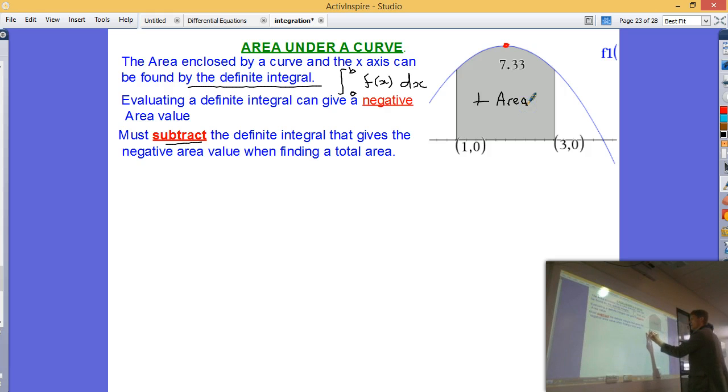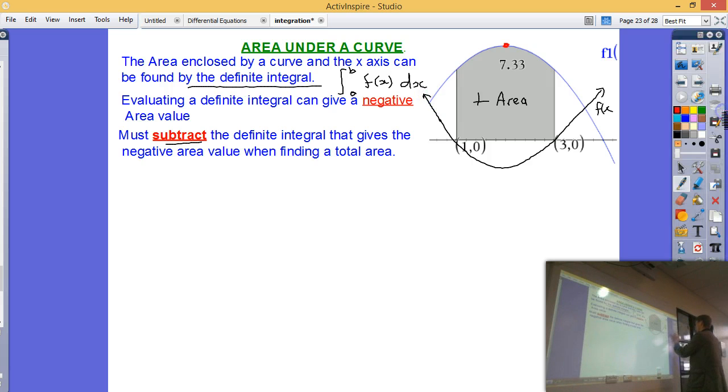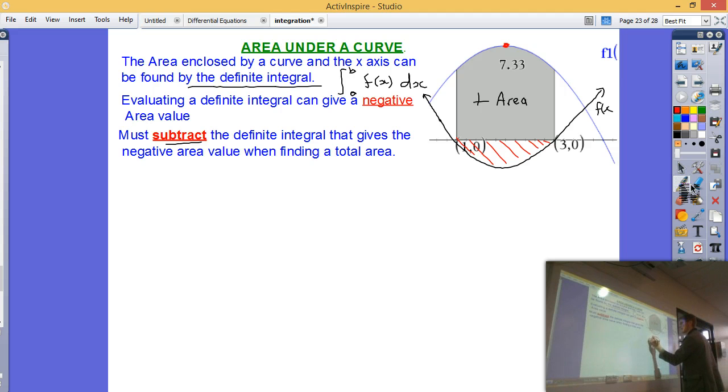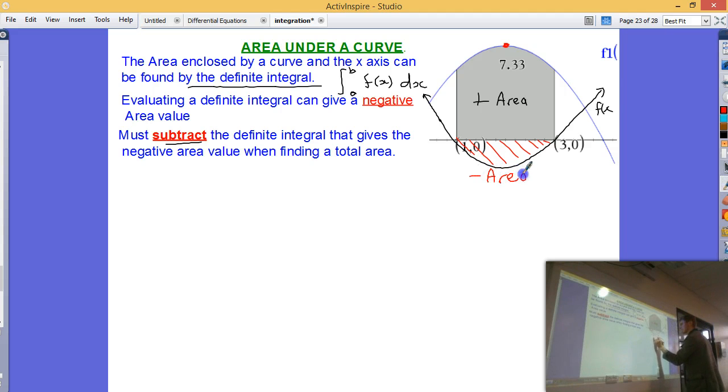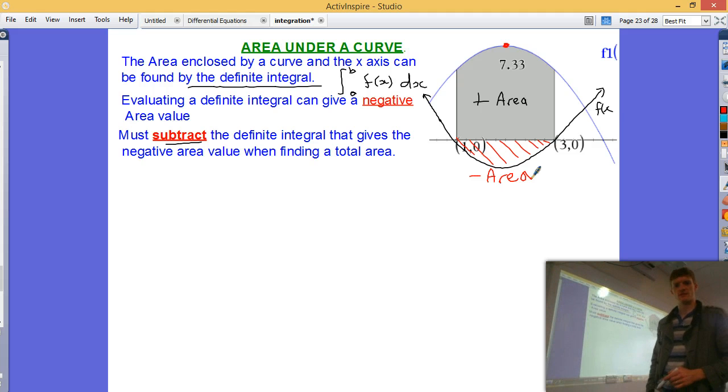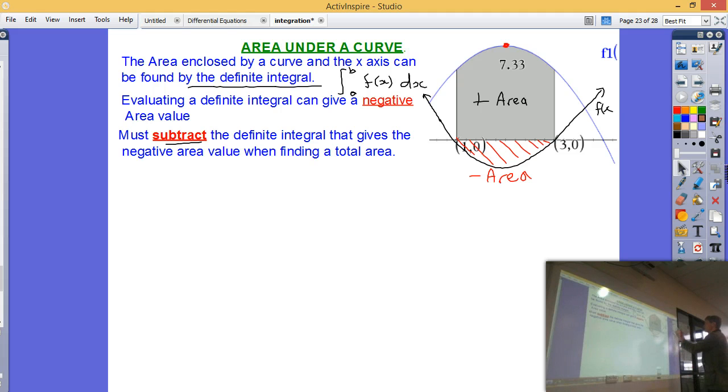But when it's below the x-axis, if we had another region of a graph, a different function, and it fell below the x-axis, then an enclosed region there will in fact have a negative area. We must have a subtraction in front of the definite integral to compensate for that negative area, to make it a positive result. So let's apply that.